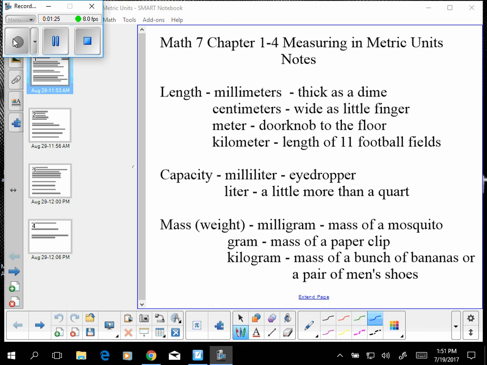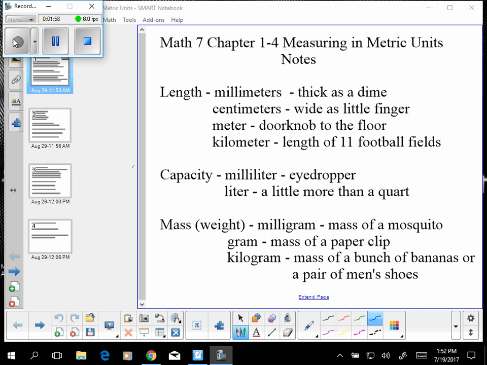When we talk about mass in science, math, however, usually refers to it as weight. And the distinction between mass and weight in math is not quite as definite as it is in science. So we use them interchangeably in a math class. The milligram is really small. That would be like a mosquito landing on your arm. A gram is about the mass of a paper clip. It's also about 3 raisins, if you can think of that.